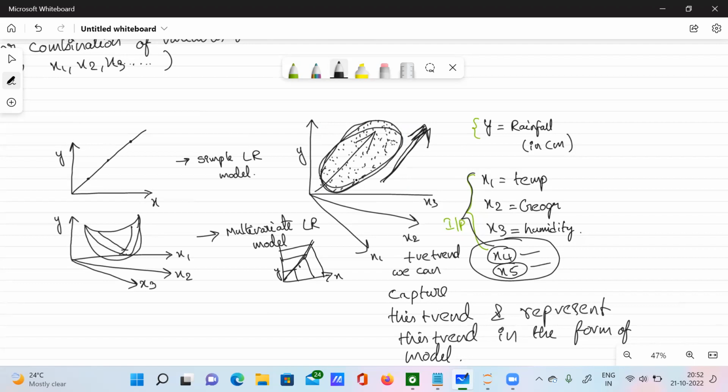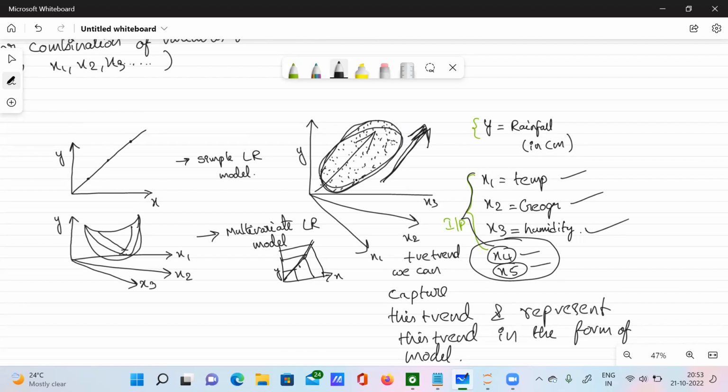And see here, for example, this is the kind of output, that is we need to predict how much the rainfall would be in centimeters, right? For that we have some kind of input variables like temperature, and we have geographical area, and we have humidity and things, right? We only have three inputs here. So depending on these three inputs, we need to predict the y.